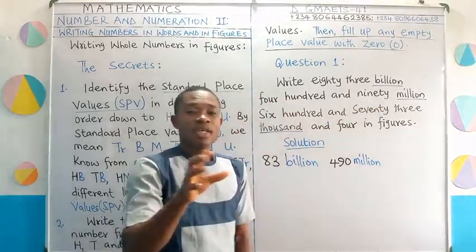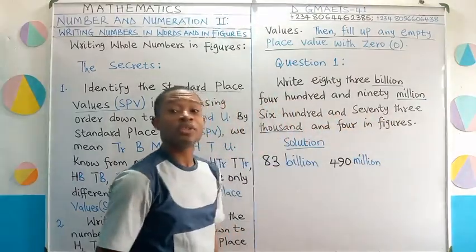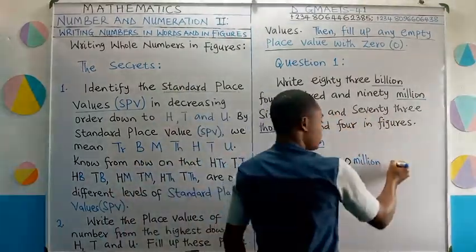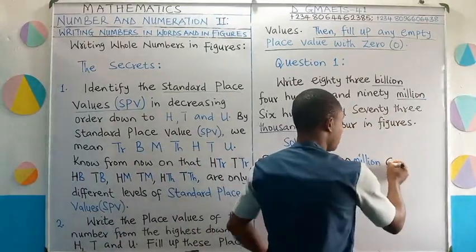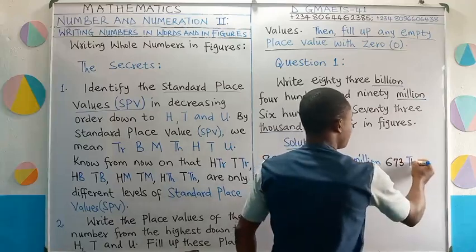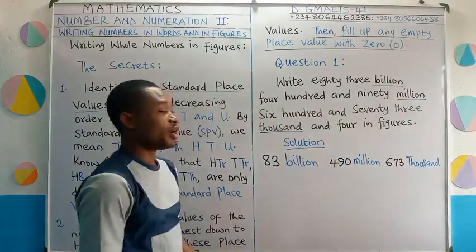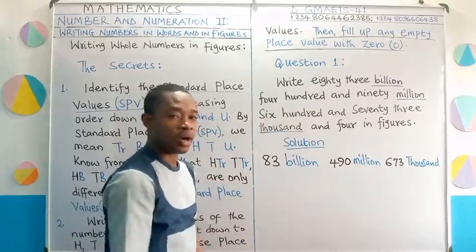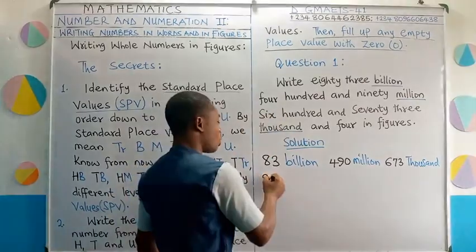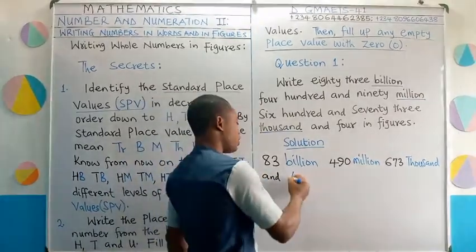The next one, we have 673,000. Look at this number, 673. If I give it to you alone, what would you do? So it will be 673. And that is in what? In the standard place value of 1,000. Then conclusively, you have the 4. And 4 is simply written like this.